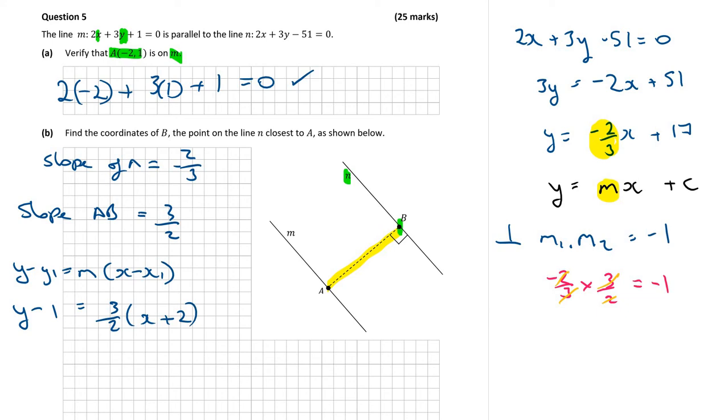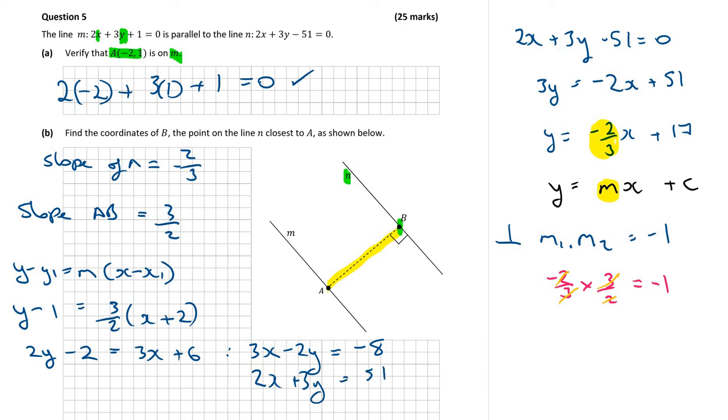So I'm just going to write that in a standard form for a simultaneous equation. Multiply everything by 2. 2y minus 2 equals 3x plus 6. And I'm just going to rearrange that. 3x minus 2y equals minus 8. So that is the equation of AB, and the point of intersection B is going to be found by using simultaneous equations between that and the line N, which is 2x plus 3y equals 51.